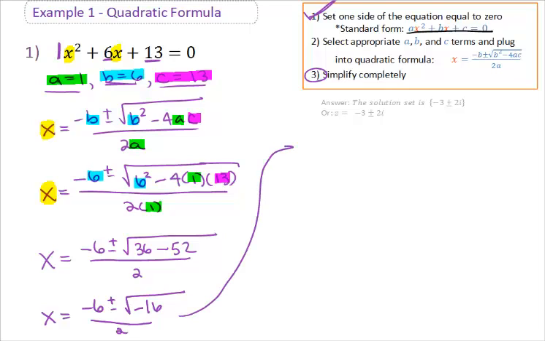Moving up here, because I'm running out of room, I have x is equal to negative 6 plus or minus the square root of 16, which gives me 4, and we learned in the last set of videos that the square root of a negative is an i. And this is all over 2.